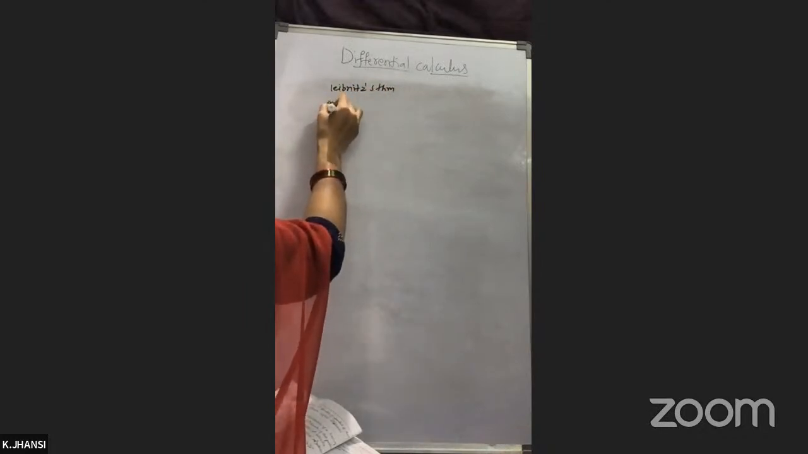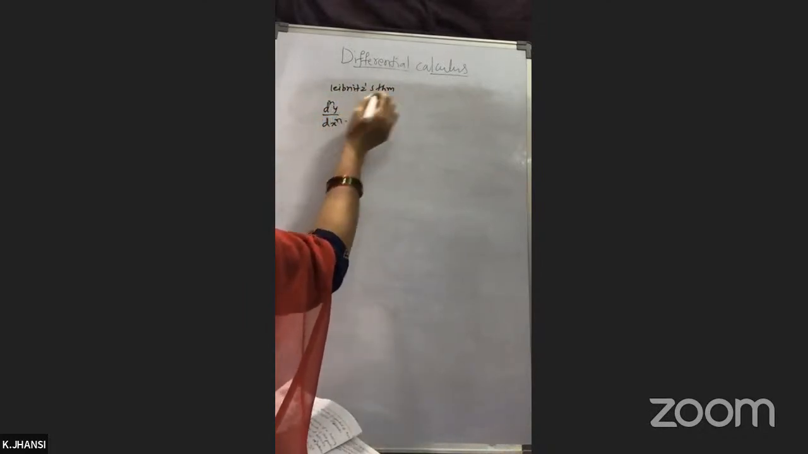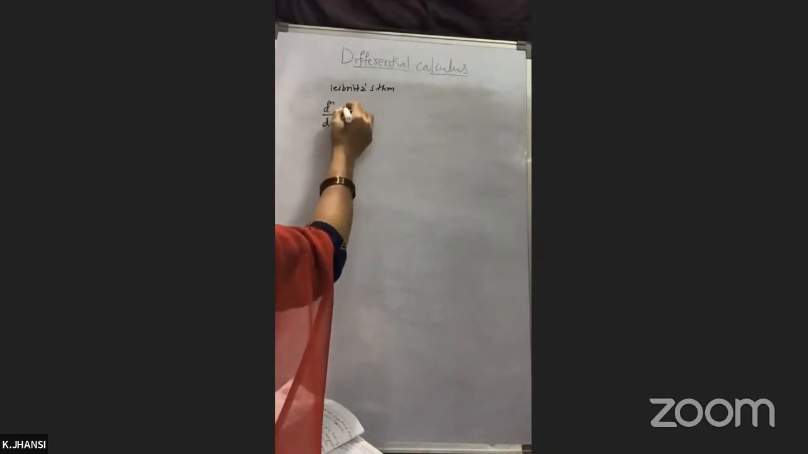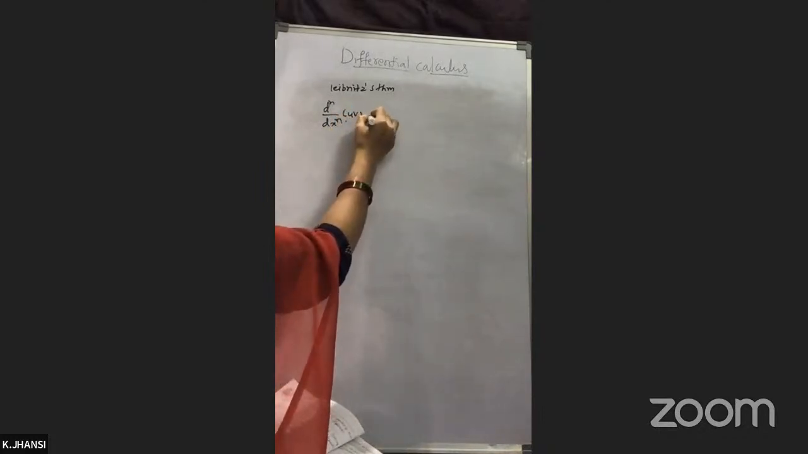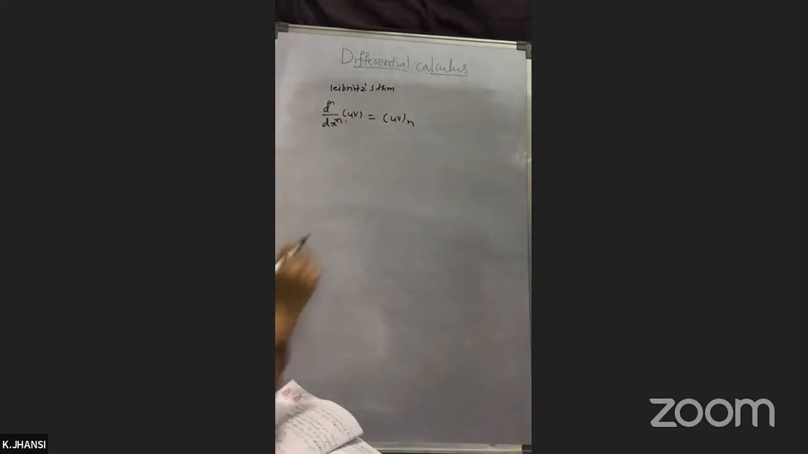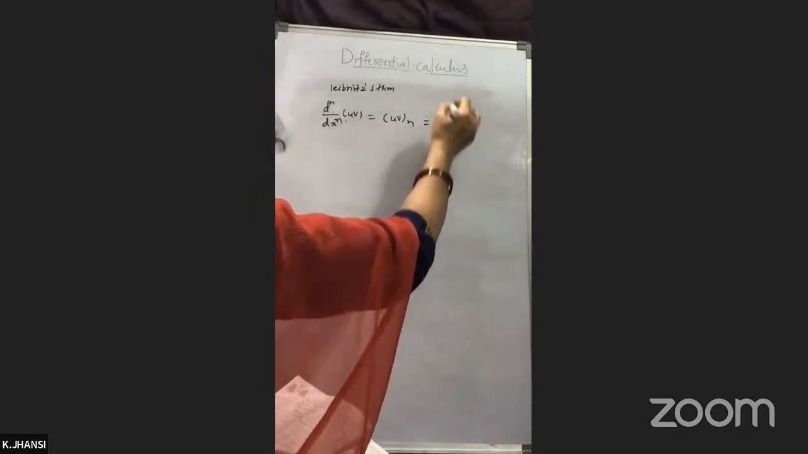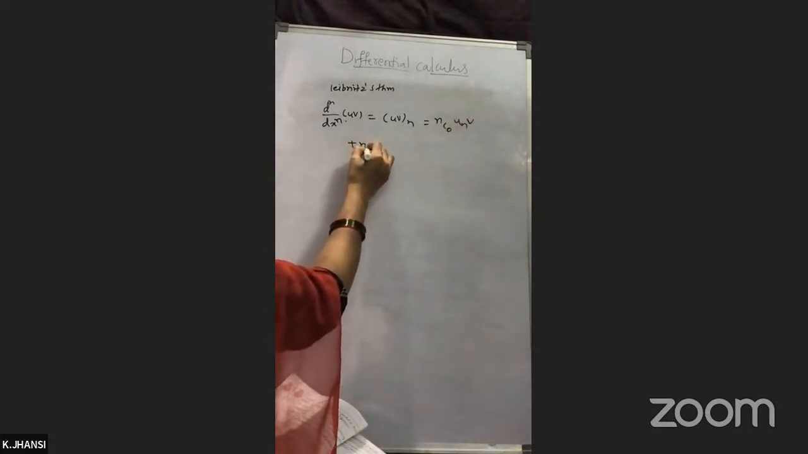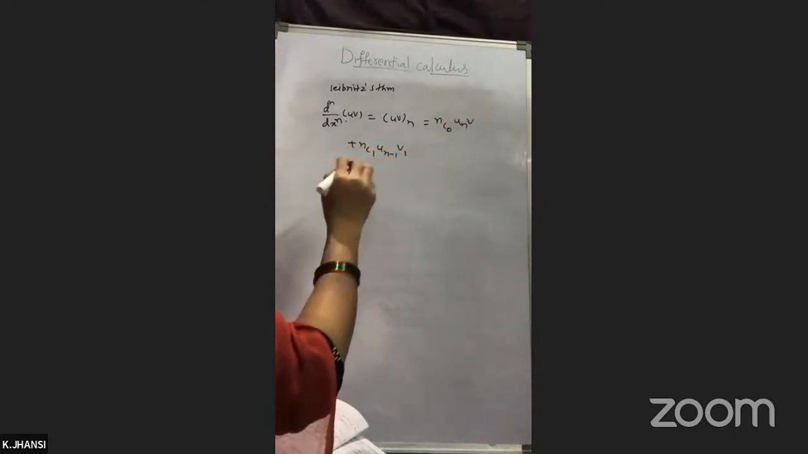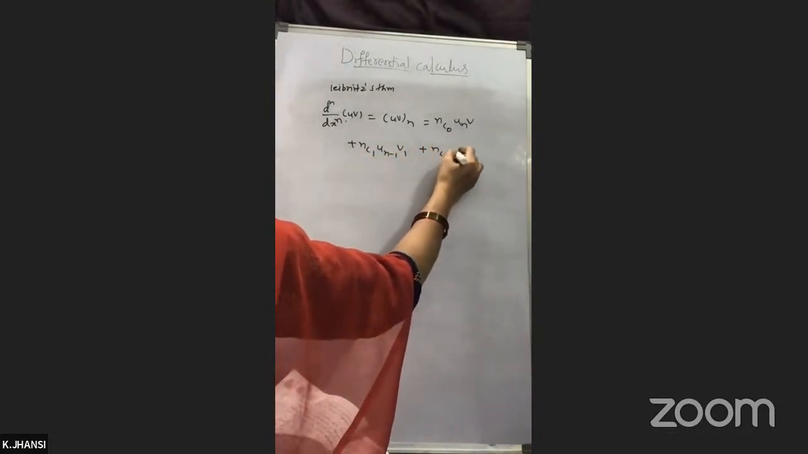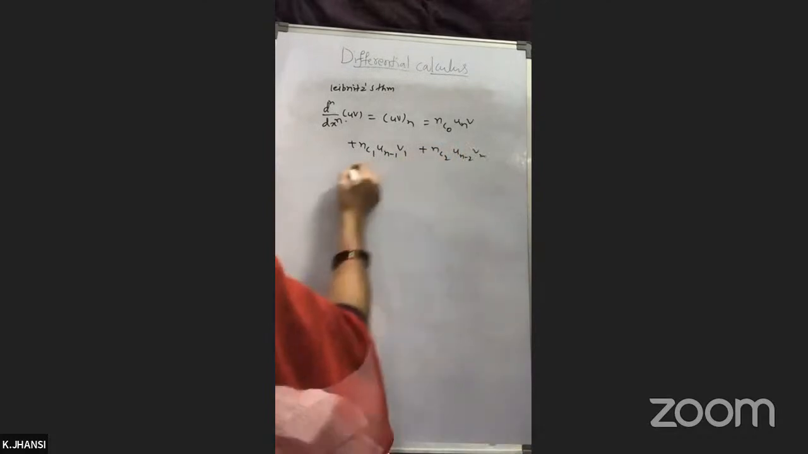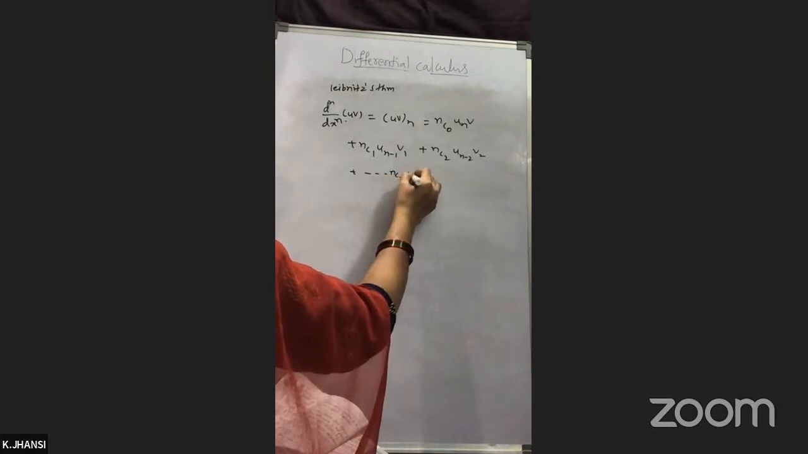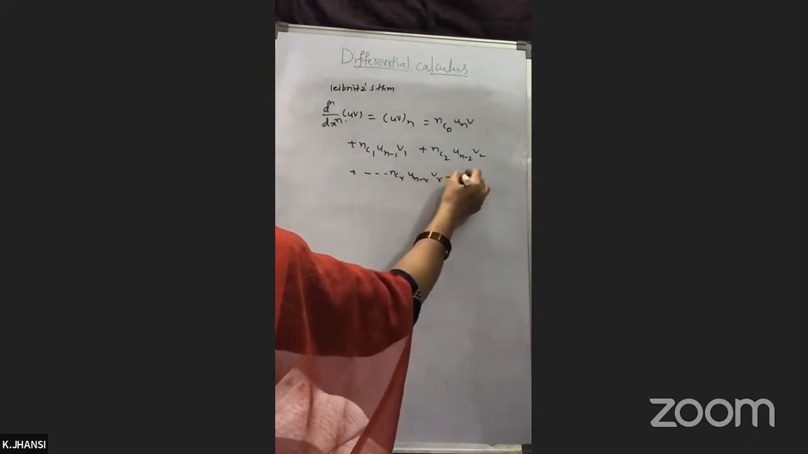It is d to the power of n y by dx to the power of n. This you can write like this. Instead of y, here we have two functions. Like this, it will be represented as (uv) of n. Okay, like this also. It is nC0 u_n v plus nC1 u_(n-1) v_1 plus nC2 u_(n-2) v_2 plus so on, up to nCr in the middle term. Next, nCn.